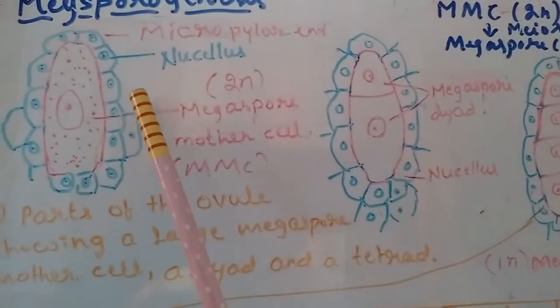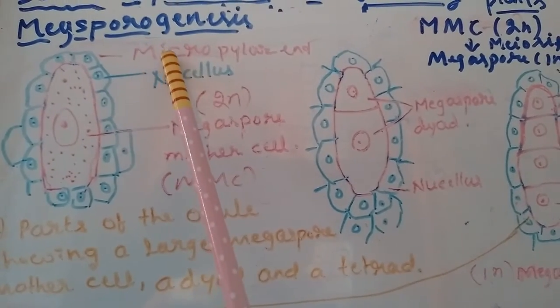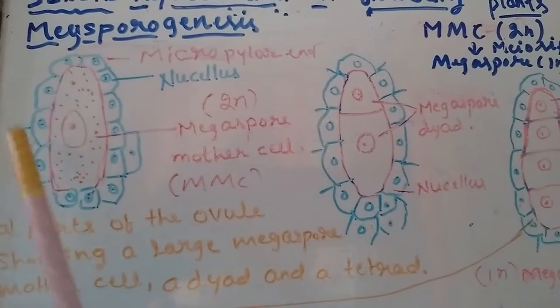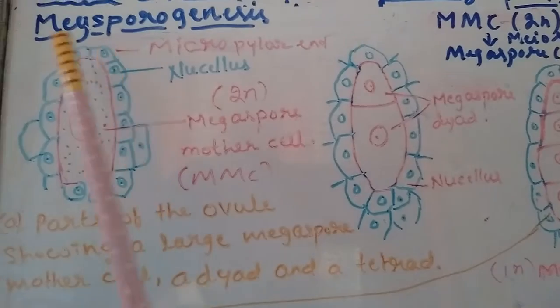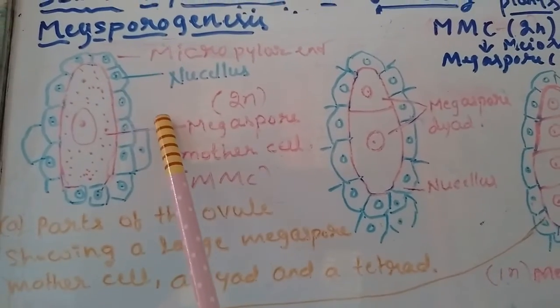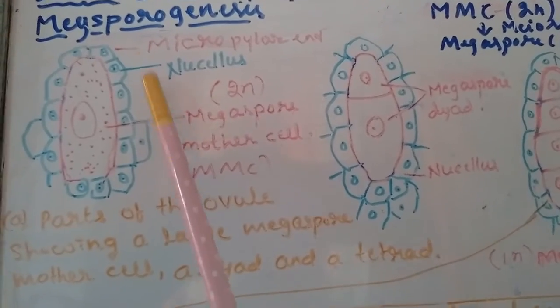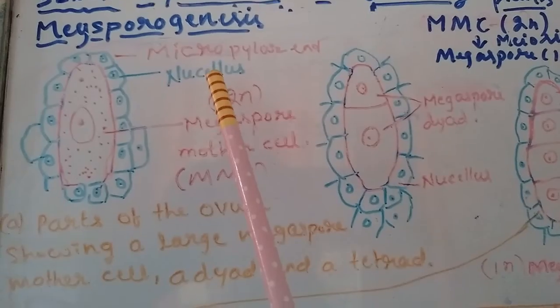So this is the nucellus. This is the micropylar end and this is the chalazal end. You have studied this in the previous class about the structure of the ovule. Where is this nucellus present? Inside the ovule we have the nucellus. What is this nucellus? It is a nutritive tissue.